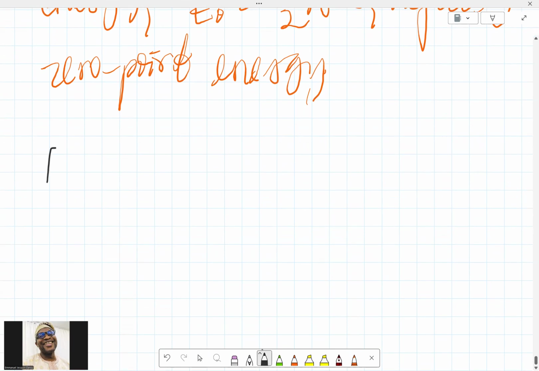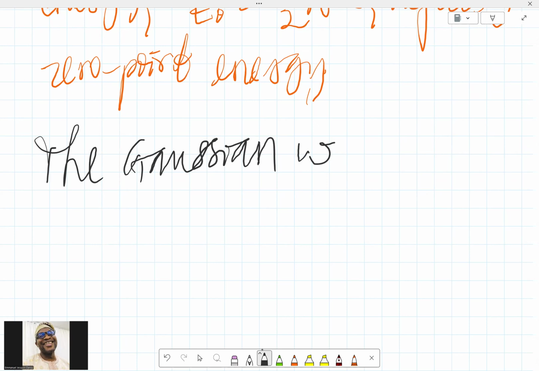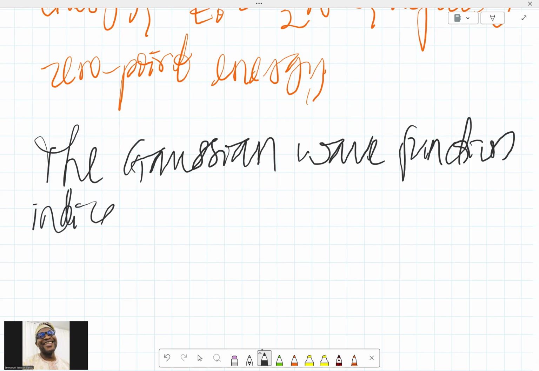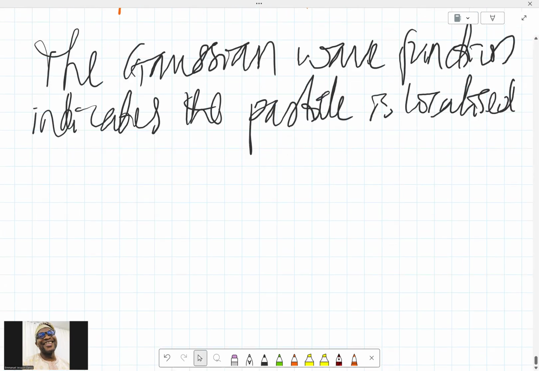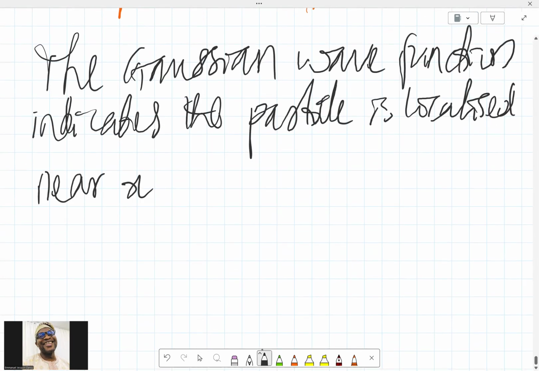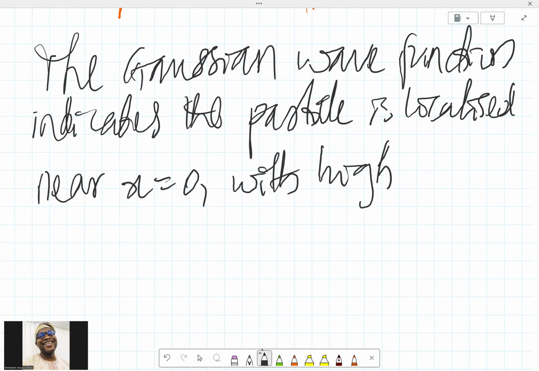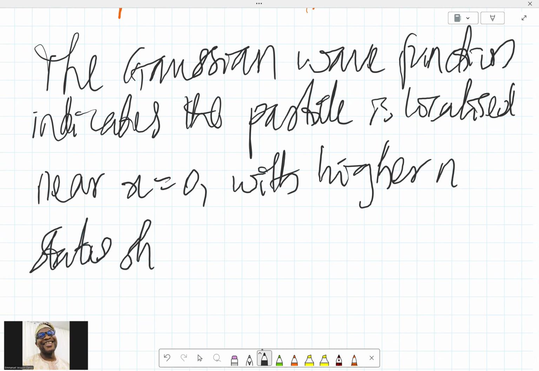The Gaussian wave function indicates the particle is localized near x equals 0, with higher n states showing more nodes.